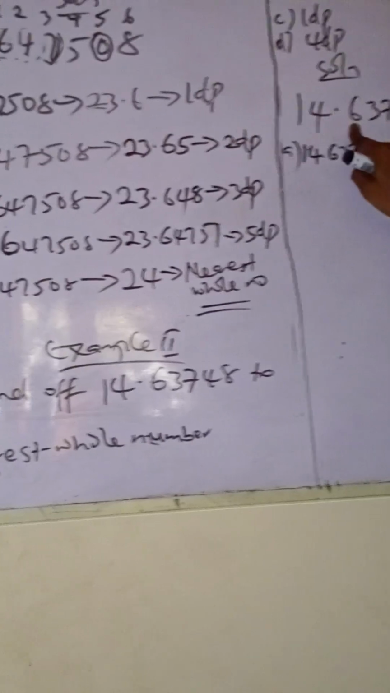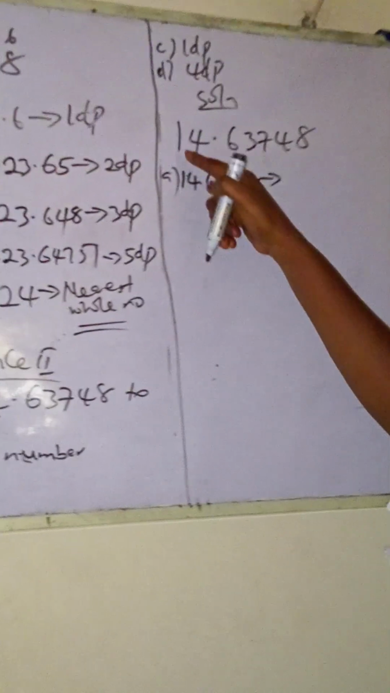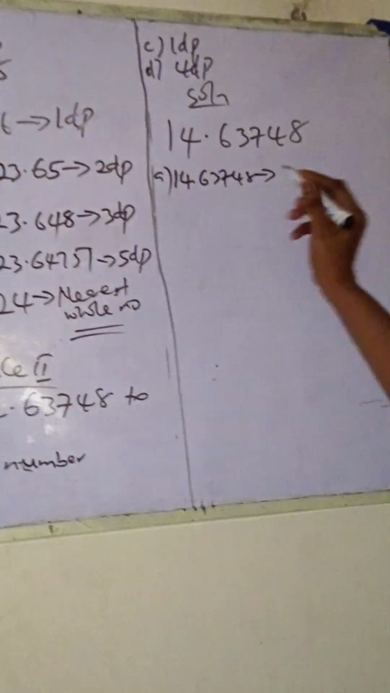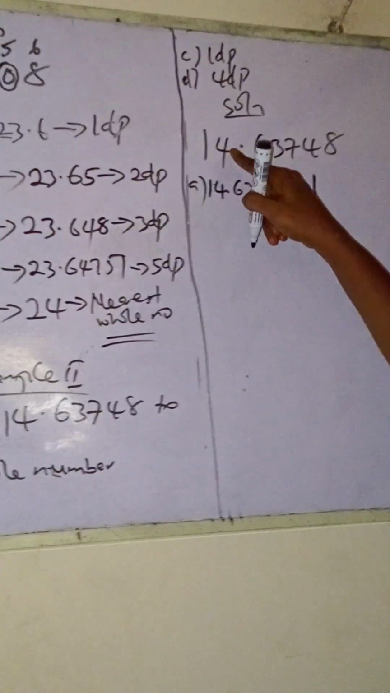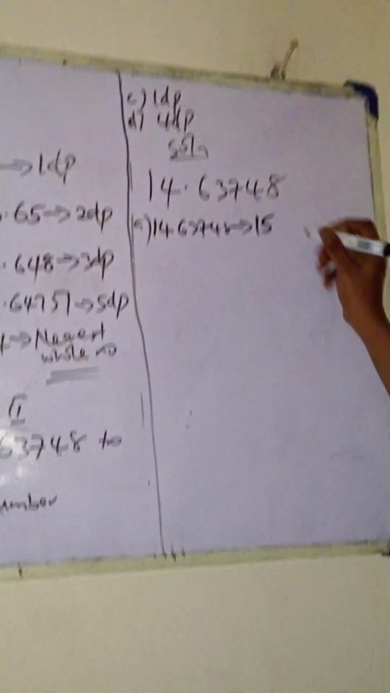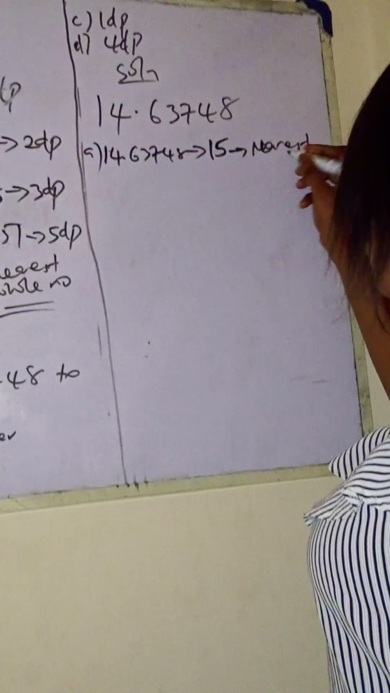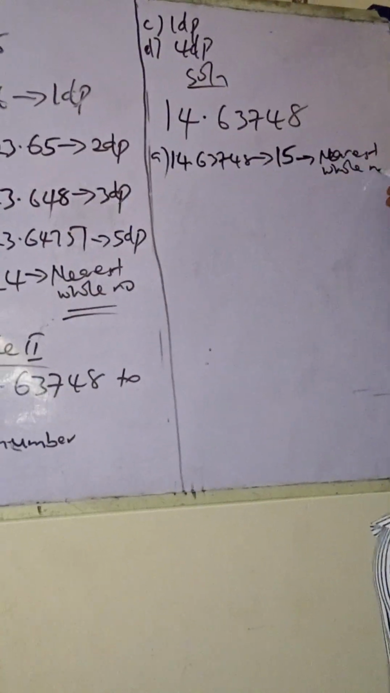So I'm going to take one from this 6 and add to this 4 to give me what? 5. So what I have here is 15, because there's a 1 here. I put my 1 down, take 1 from here, add to this 4, it becomes 5. So that gives us 15. 15 to the nearest whole number.